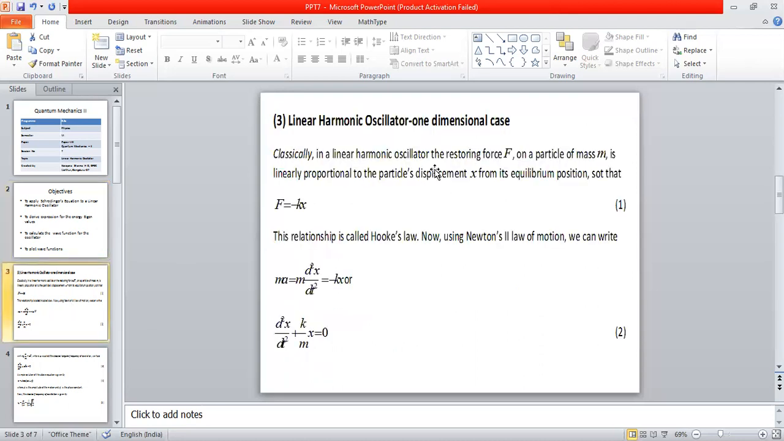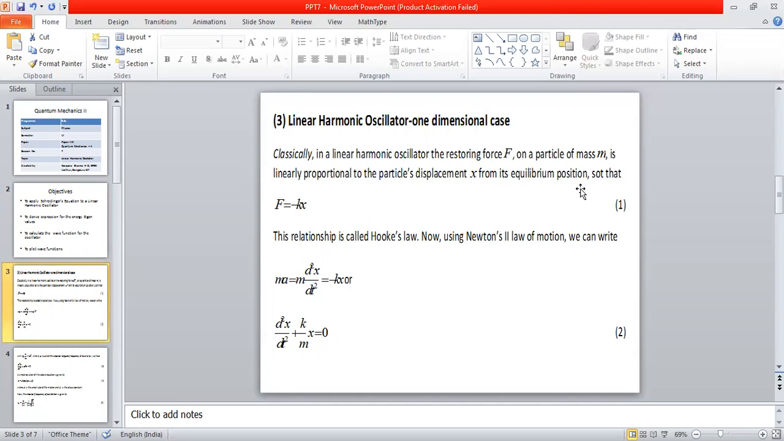So it is the linear harmonic oscillator, one-dimensional case. Before we apply Schrodinger's equation to the linear harmonic oscillator, we need to know a few basic things as per classical physics. Classically, a linear harmonic oscillator is one in which the restoring force F, which is acting on a particle of mass m, is linearly proportional to the particle displacement x from its equilibrium position.